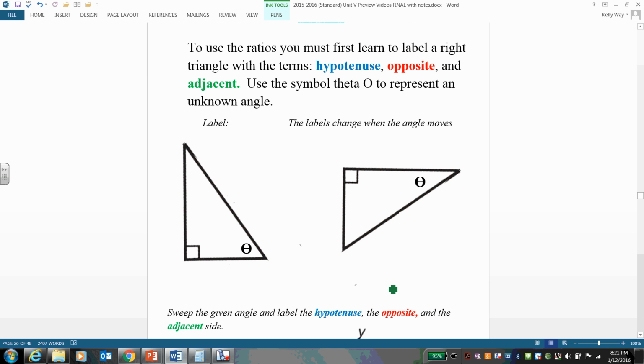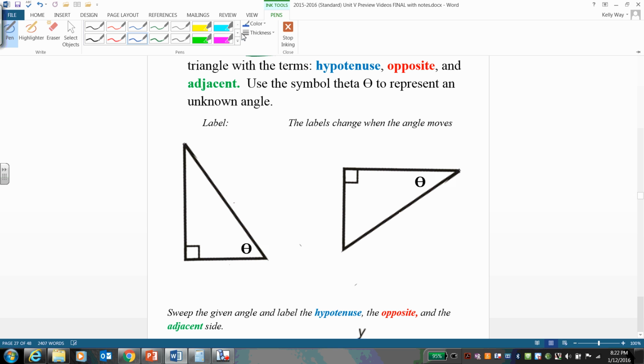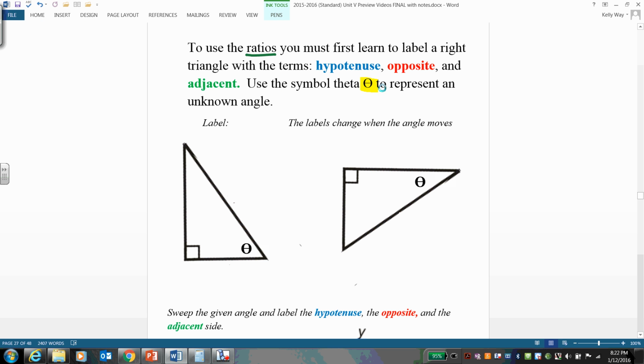Now, in order to use the ratios, you must first learn how to label a right triangle with these terms: hypotenuse, opposite, and adjacent. Very important that you're able to use these terms. Now, everything is with respect to what's called a chosen angle. The chosen angle in trig, we call that theta. That is the Greek letter theta. It represents an angle.